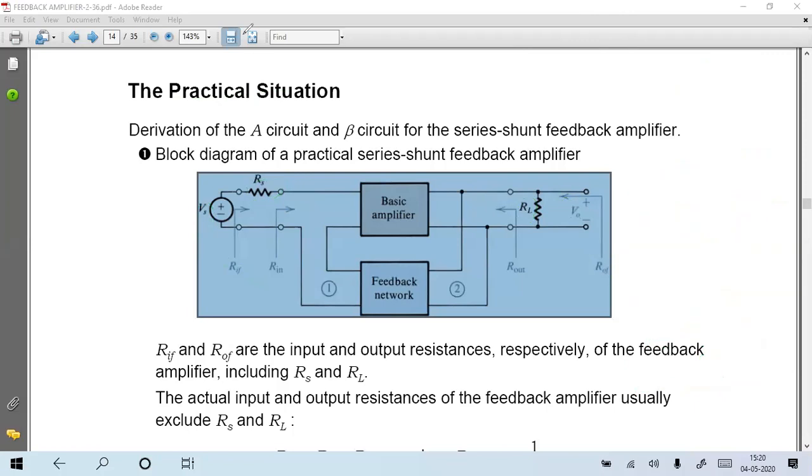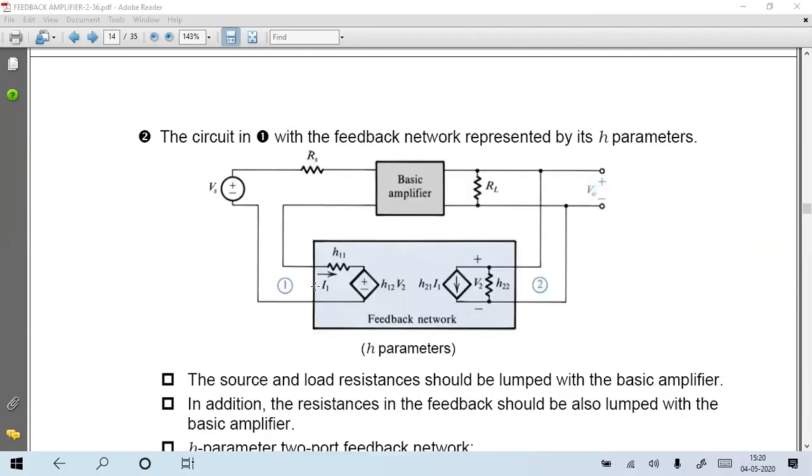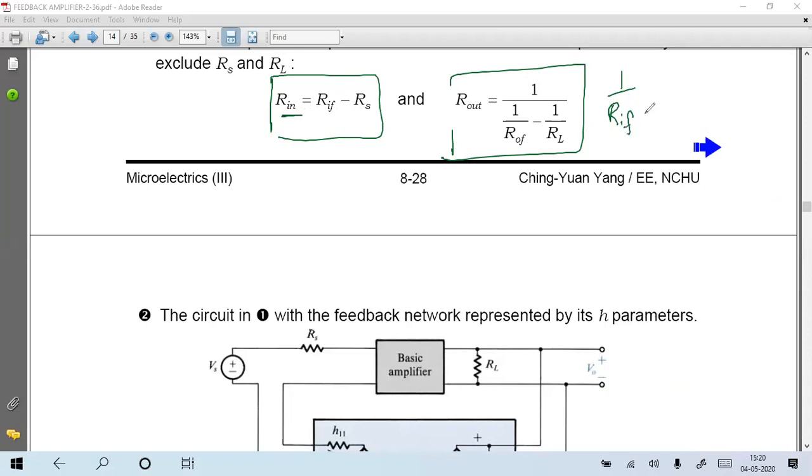See here the practical equivalent structure. In the same way, we have an RS resistor and an RL resistor. Based on that, we can find R in, because for series, RIF equals R in plus RS. From that, R in equals RIF minus RS. Similarly, I can find R out, because 1 by ROF equals 1 by RL plus 1 by R out.